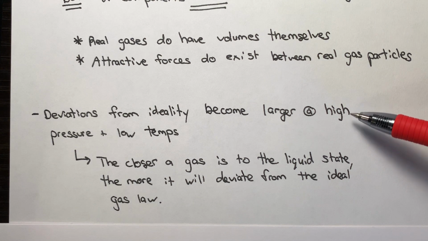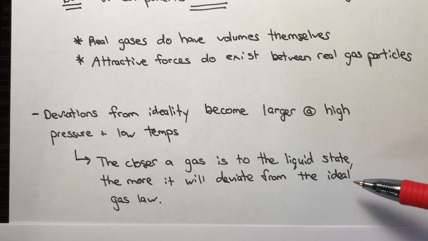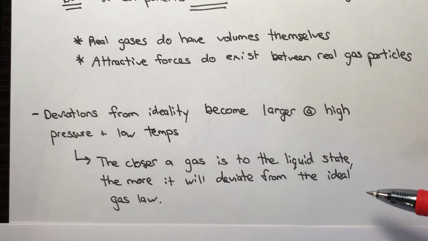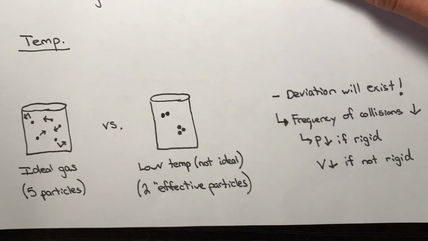The way that we can summarize this is that, bottom line, the closer a gas is to the liquid state, the more it's going to deviate from the ideal gas law. We're actually going to take a look at gases in a little bit and evaluate them. We're going to see, depending on their intermolecular forces and their boiling points, which ones tend to behave most ideally. So let's start by taking a look at the effects of temperature.